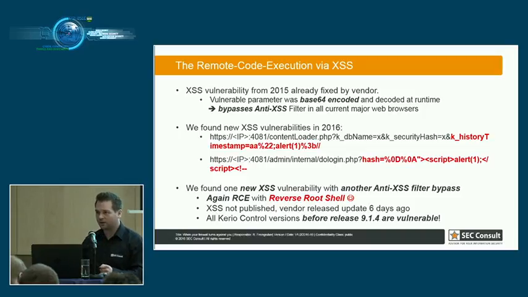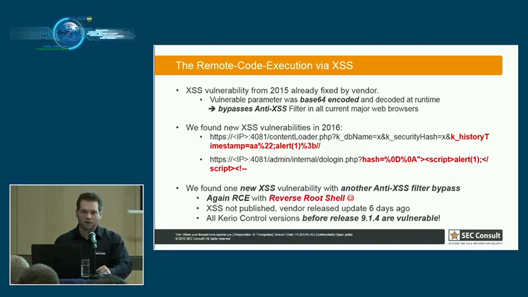And then we reported this again, and they basically, again, just fixed the cross-site scripting issues, but not the remote code execution. And to demonstrate to them again how simple it is to find new cross-site scripting vulnerabilities, we identified one more. And I think this one here was fixed 6 days ago. So every version of the firewall until 9.1.4 is still vulnerable.